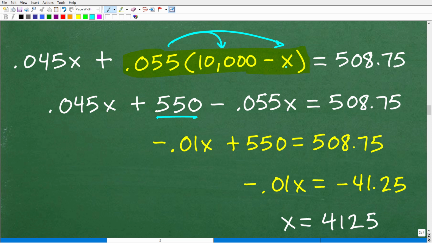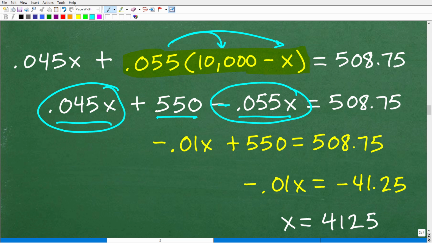0.055 times this x is going to be a negative 0.055x. So here we have this 0.045x. I can combine like terms, all right? So I have two x terms here. Don't forget the sign. This is negative. And when I add up the x's here, I'm going to end up with negative 0.01x plus that 550, right?